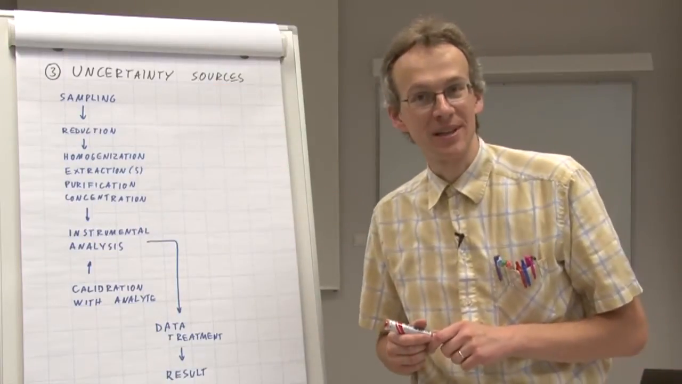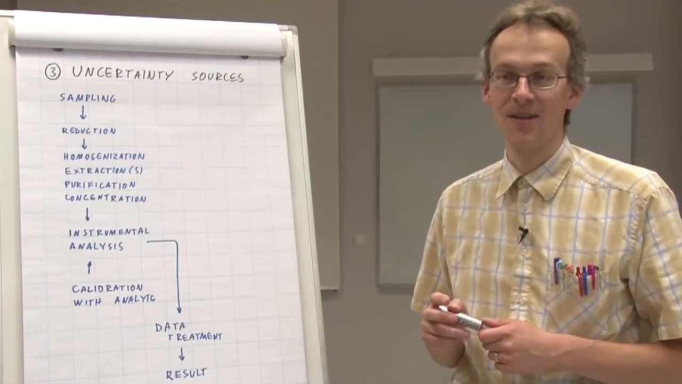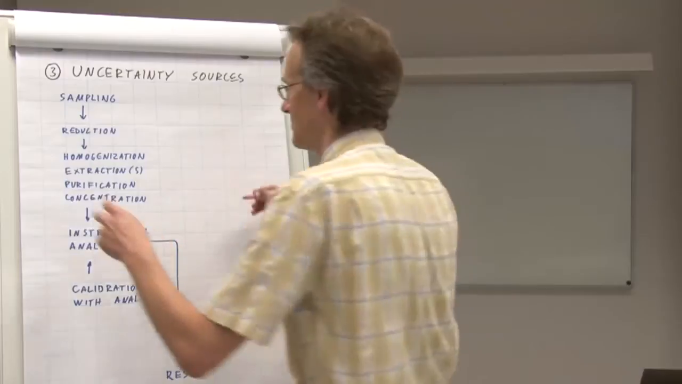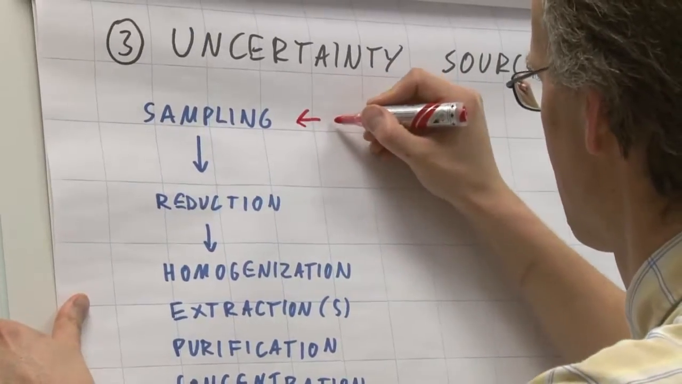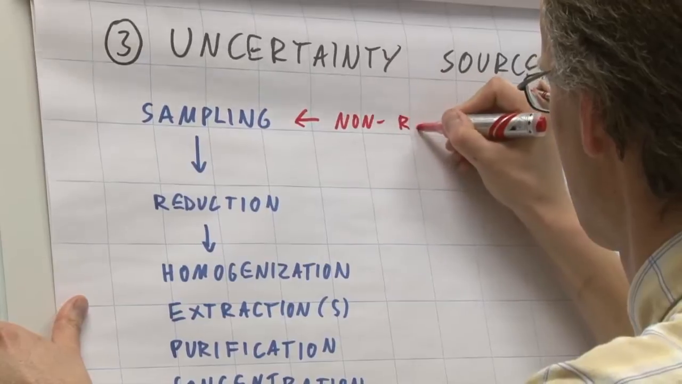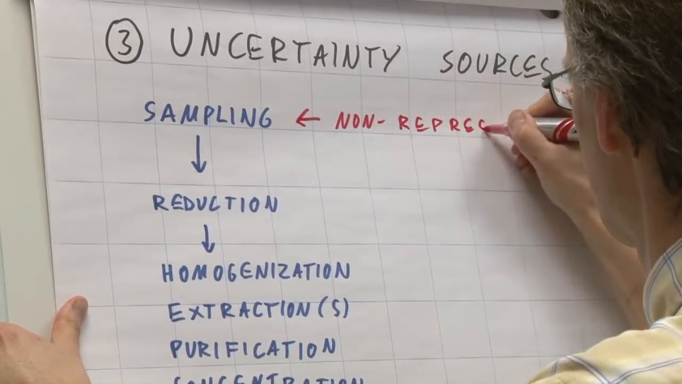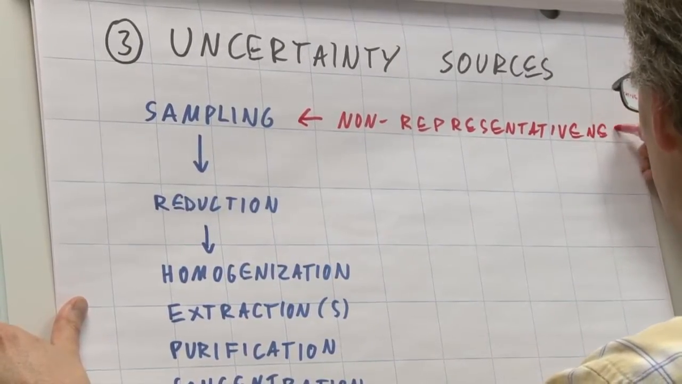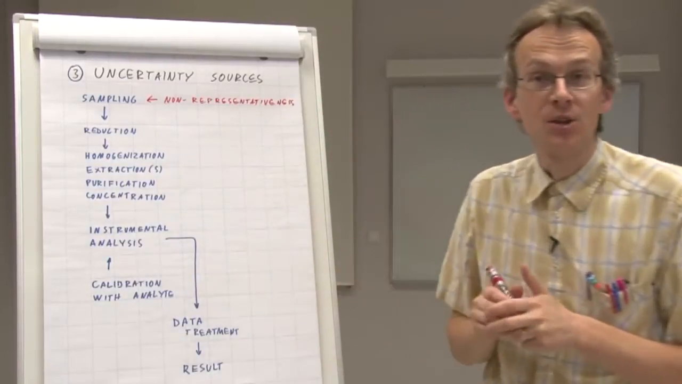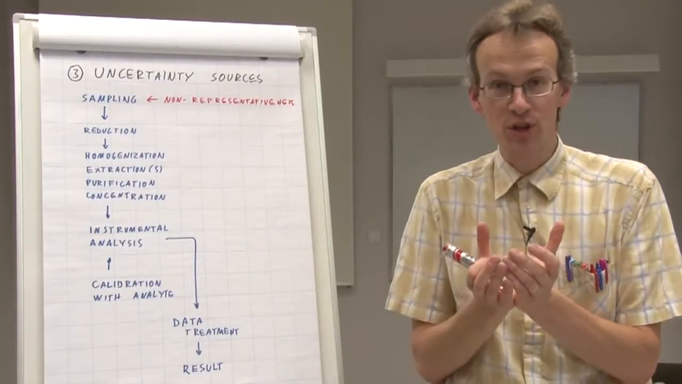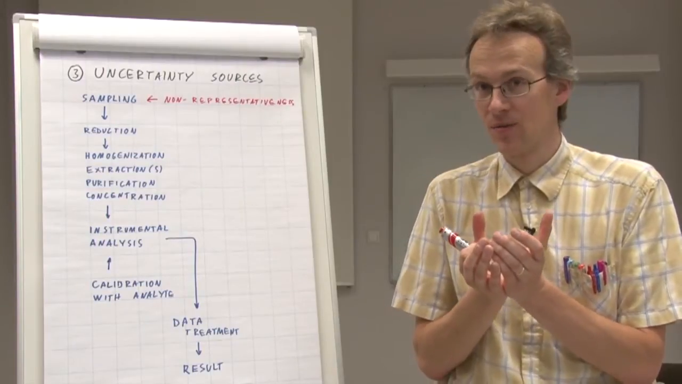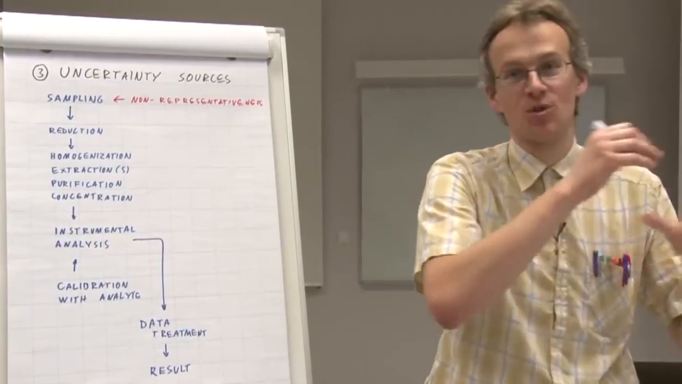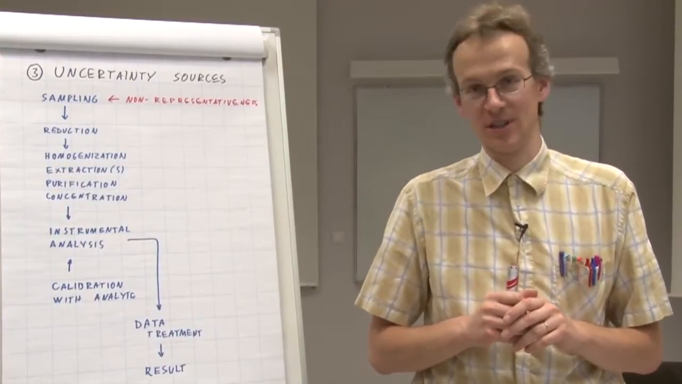If we start from sampling, then sampling does have uncertainty due to non-representativeness of the sample. Meaning, the pesticide content in the particular oranges that we took from the overall lot can be somewhat different than the average concentration in the other oranges in that lot.